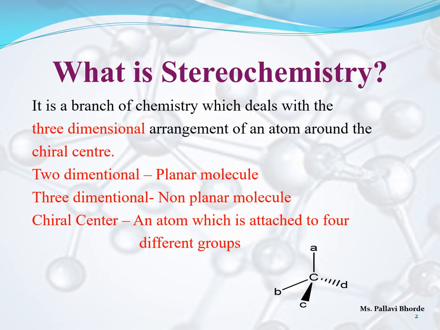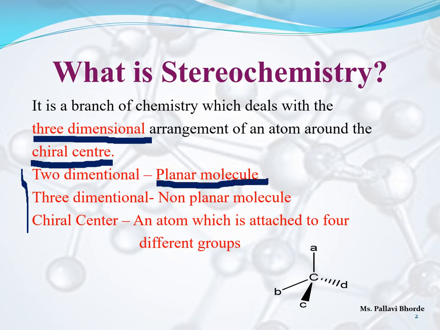So first we'll start with the basic definition of stereochemistry. What is stereochemistry? It is a branch of chemistry which deals with the three-dimensional arrangement of an atom around the chiral center. So whenever we talk about stereochemistry, we have to take into consideration these three concepts, that is two-dimensional molecule, three-dimensional molecule and a chiral center. Now we'll see what is the basic difference between two-dimensional molecule and a three-dimensional molecule. Two-dimensional molecule is simply a planar molecule, while three-dimensional molecule is a non-planar molecule.